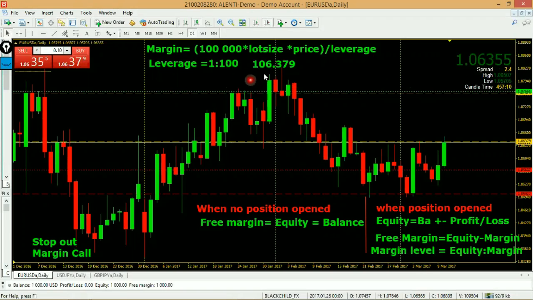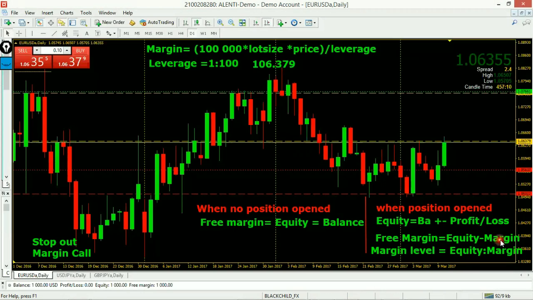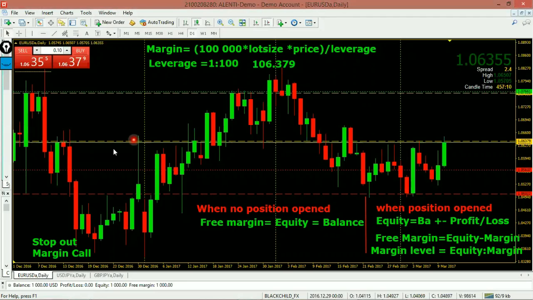Right. And then our free margin will become our equity, which we have already calculated, minus our margin. So our free margin is the amount of money which is left in our account for us to open another position, to afford to open another transaction. So that's our free margin. It becomes your equity minus your margin.